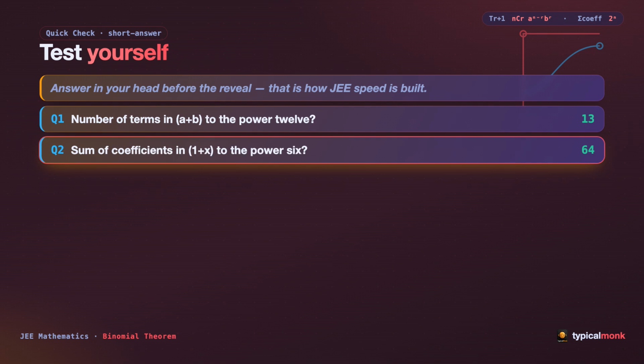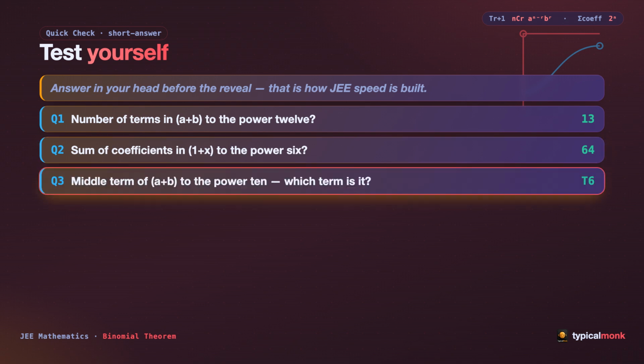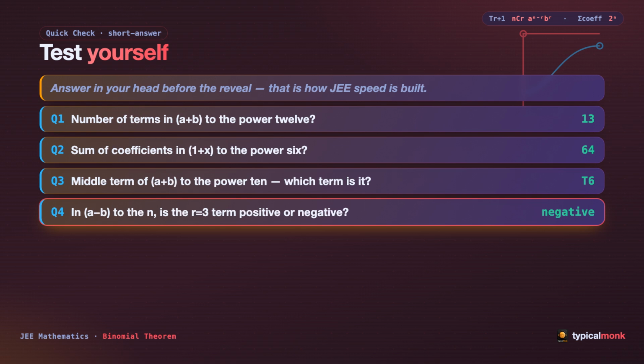Question 2. What is the sum of the coefficients in (1 plus x) raised to the power 6? 2 to the power 6, 64. Question 3. Which term is the middle term of (a plus b) raised to the power 10? 10 is even, so it is the single middle term T6. Question 4. In (a minus b) raised to the n, is the term at r equal to 3 positive or negative? Minus 1 raised to the power 3 is negative, so the term is negative.